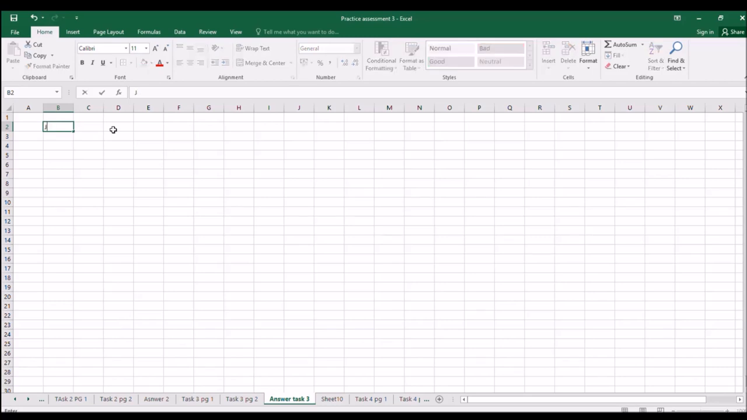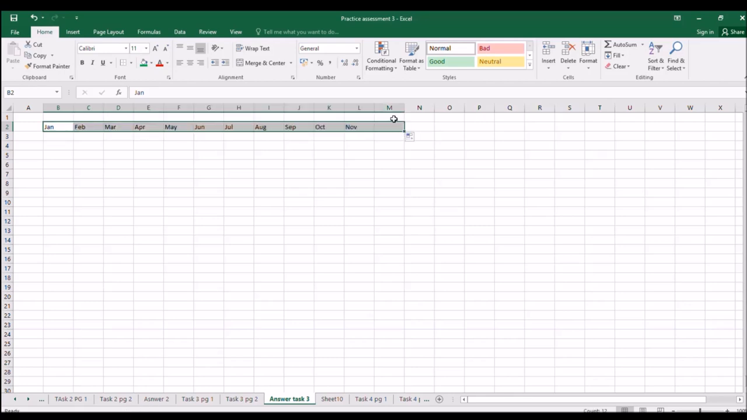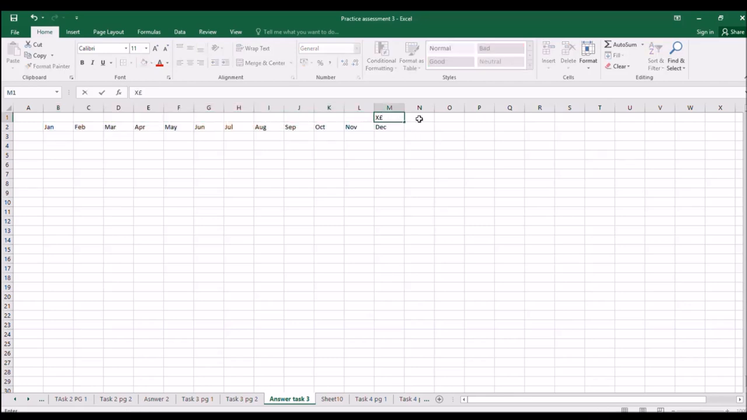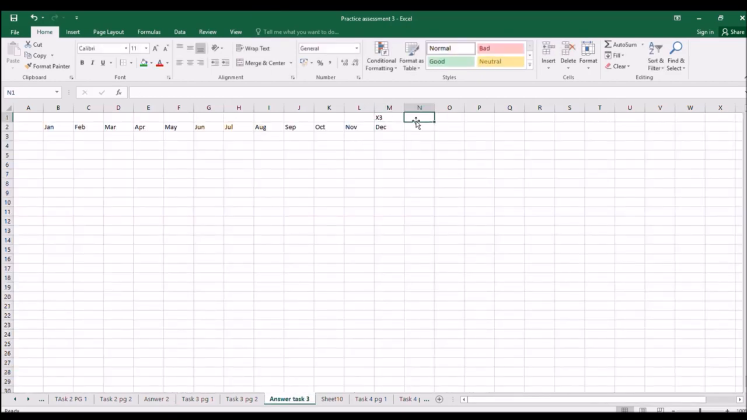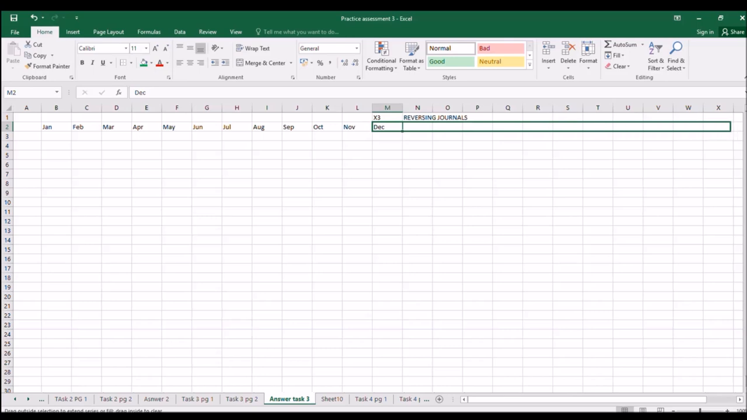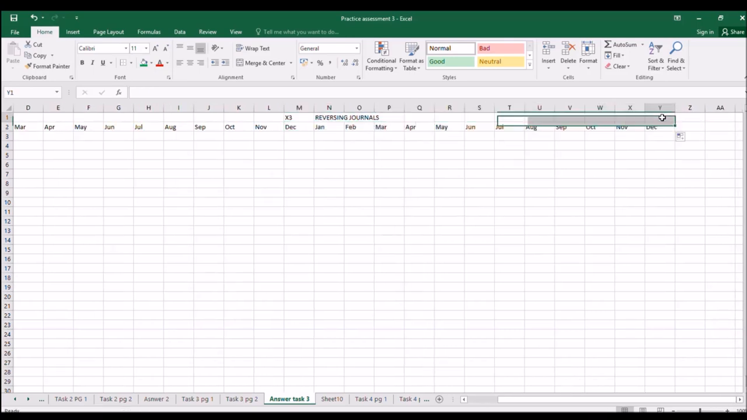the story told us we're doing accruals and prepayments, so we're definitely putting a decent timeline in here. X3 there. And we've got a little note. Okay, an entry is made into the income and expenditure account and an opposite entry into the relevant asset or liability accounts. In the following period, the entry is removed. So what we're saying is we're having reversing journals in here. So let's put a great big reversing journals. So what it means is, let's keep this going out here. December for X4.